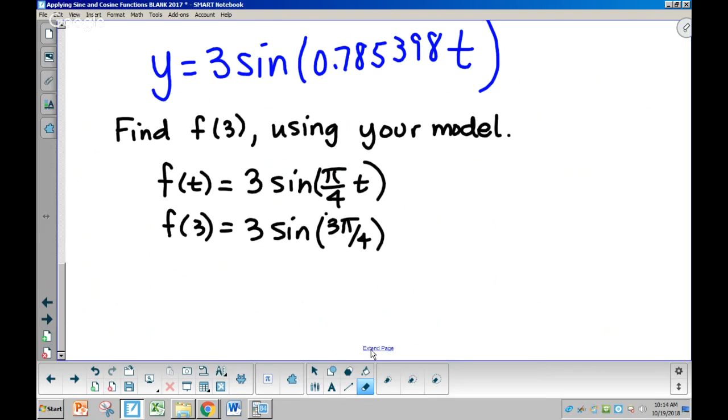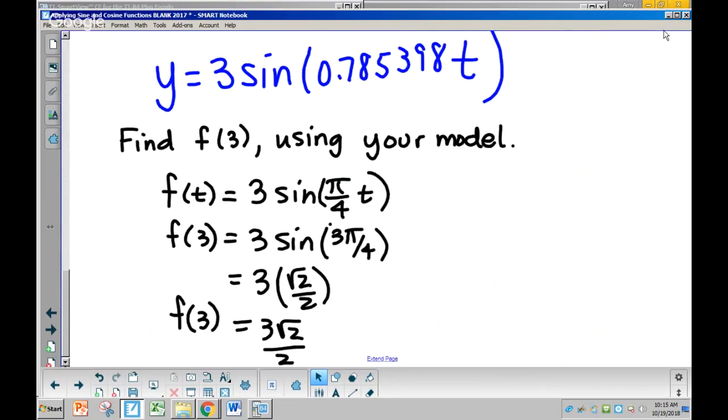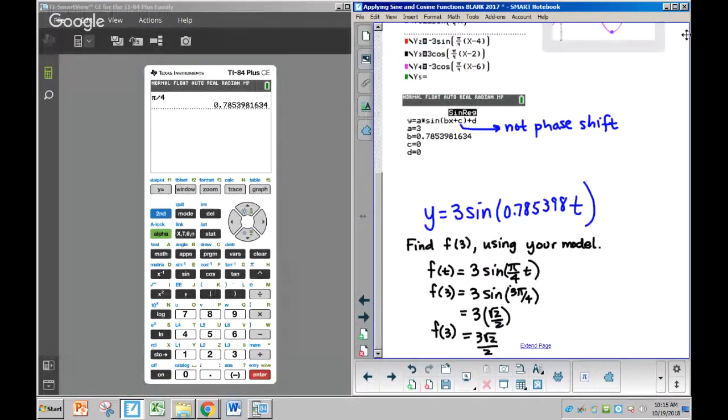Well, it's positive because it's in quadrant two. But yes, this would be 3 times root 2 over 2, which is 3 root 2 over 2. But you're right, if we had our calculator to find it.